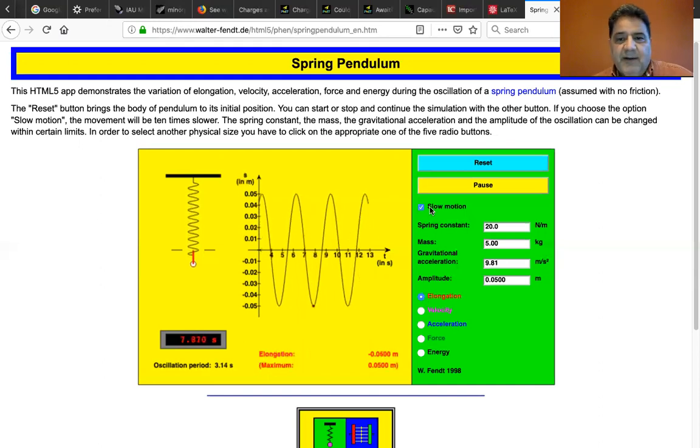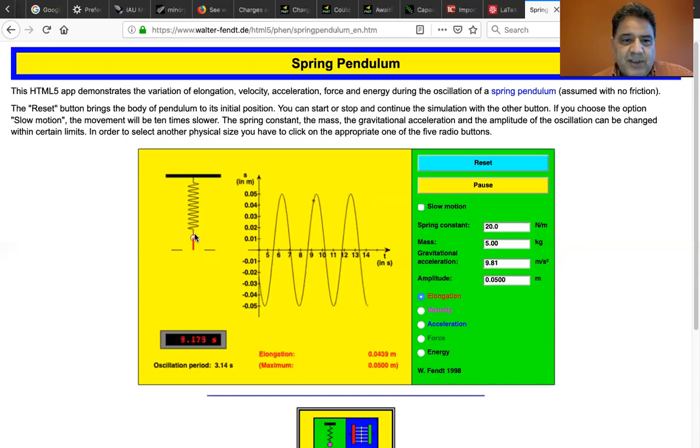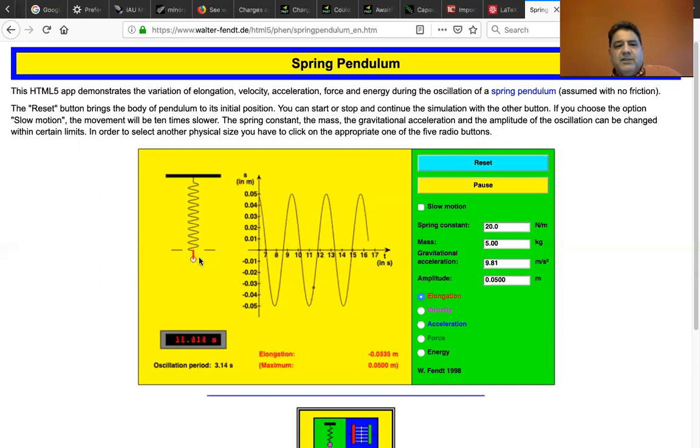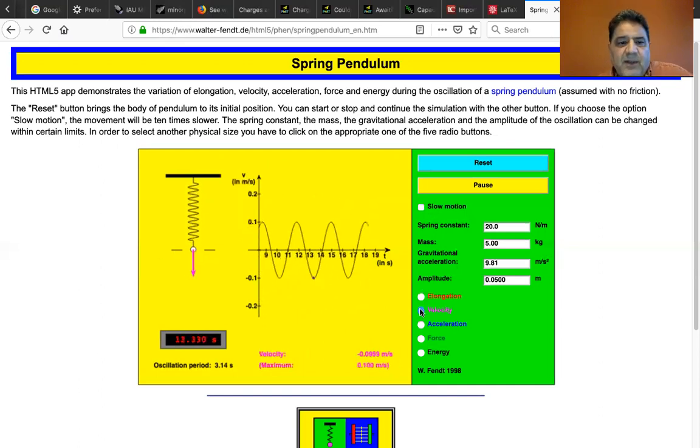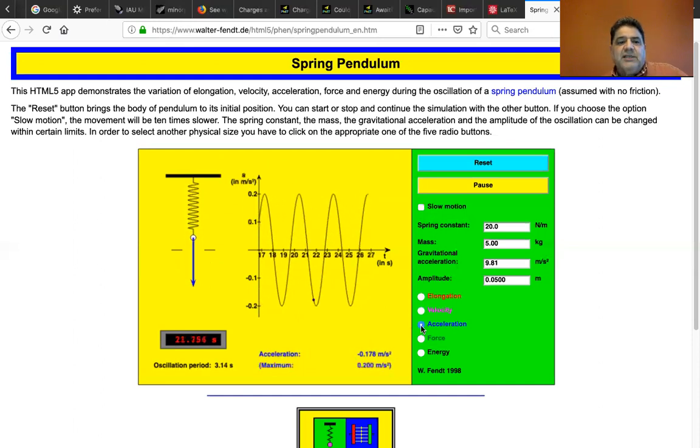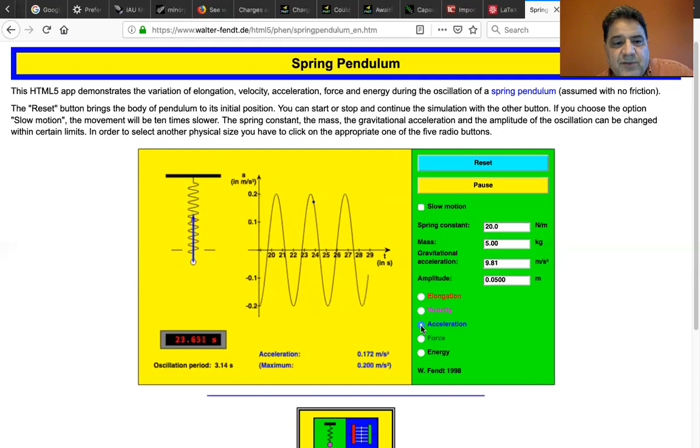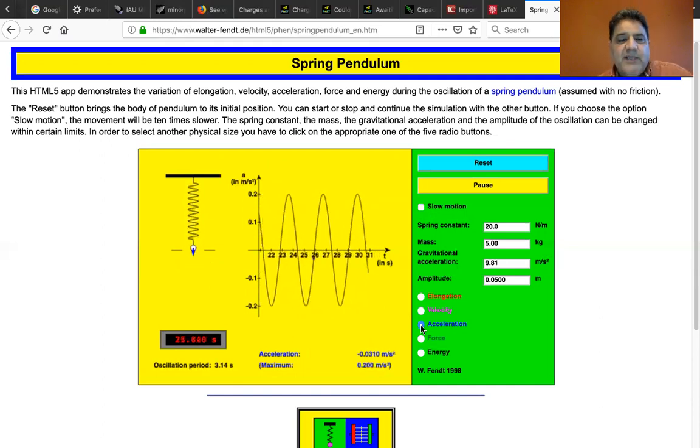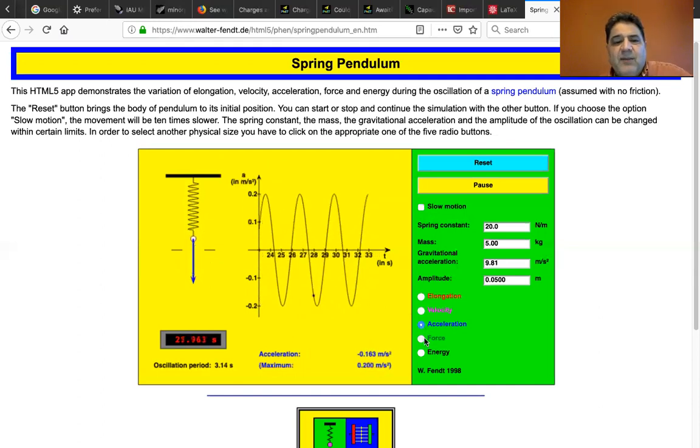But you can look at the elongation. Let's take it out of slow motion. You can see the little orange is the elongation. The purple, the lavender, whatever it is here, it's the velocity. The acceleration, you can see, is zero as it goes through the zero crossing, and it's maximum when it gets to either endpoint. And then the same with the force.